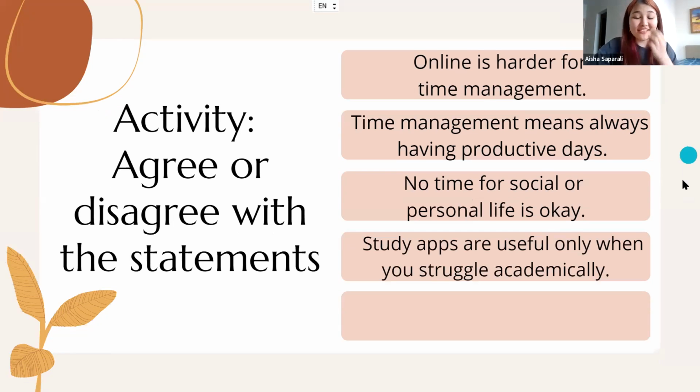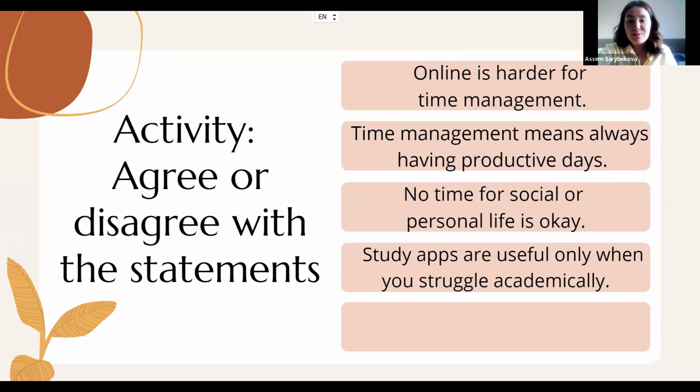Now, another one: study apps are useful only when you struggle academically. No, they can be useful for work and for other stuff, not only in one case. It depends on your purpose, on what you are going to use them for. Yes, study apps are useful when you're working, especially if you're programming something.